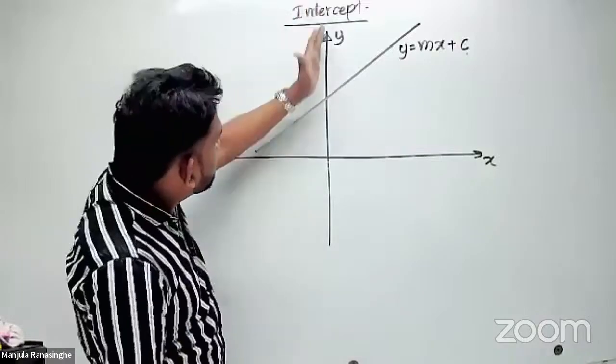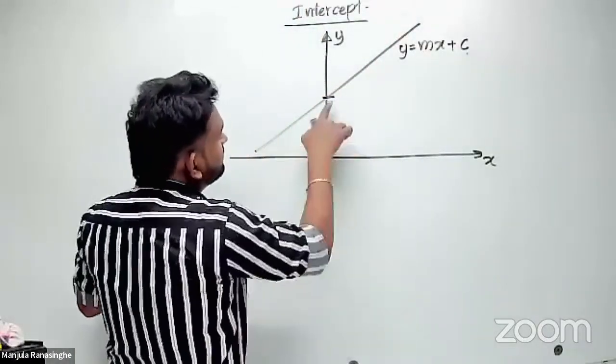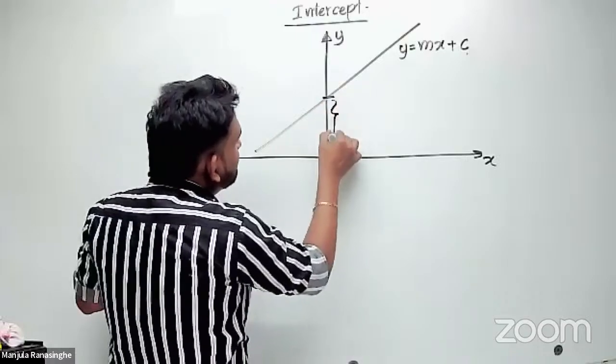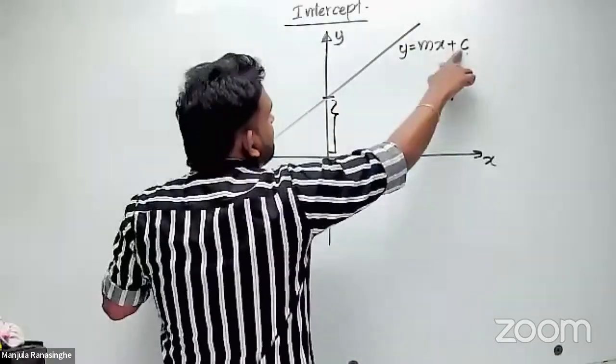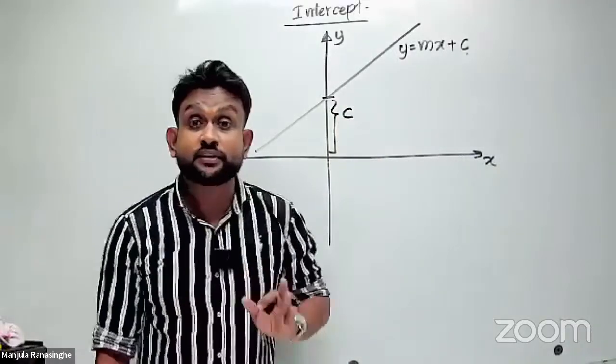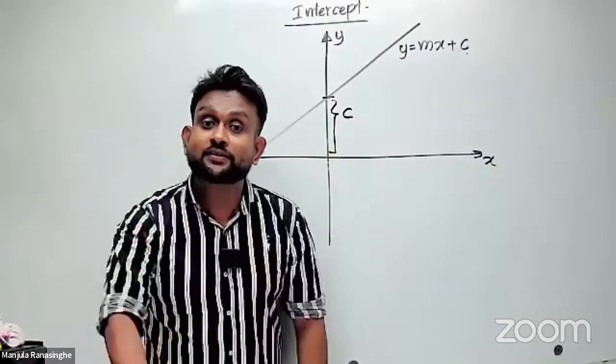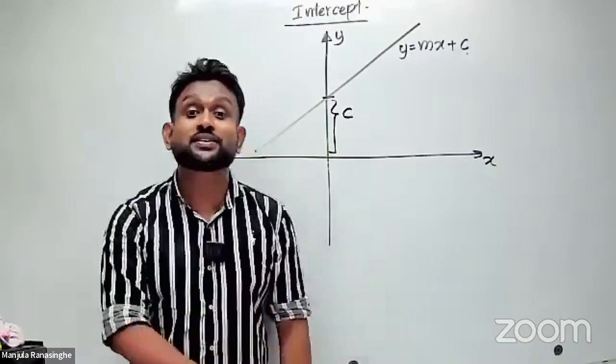So this is the y-axis. The graph comes here and cuts the y-axis there. So this height is the intercept, which is indicated as plus c. Understand? Where the graph cuts the y-axis, that is actually called the y-intercept.